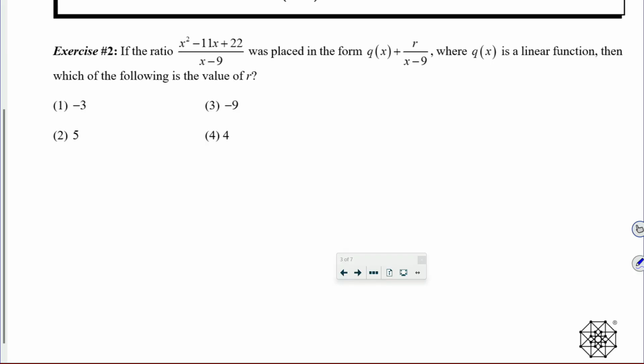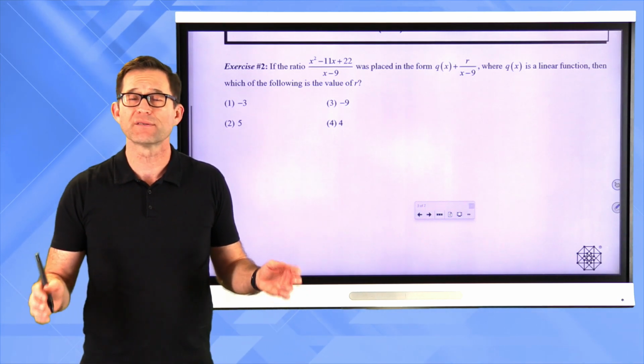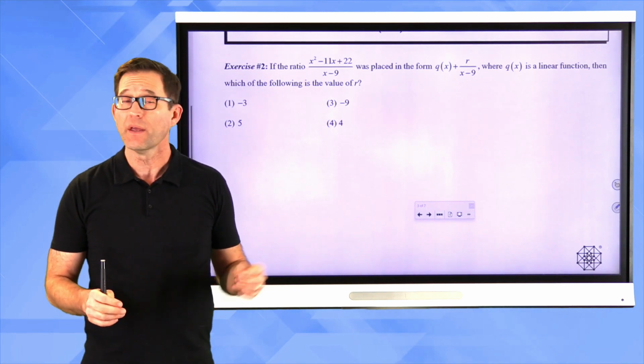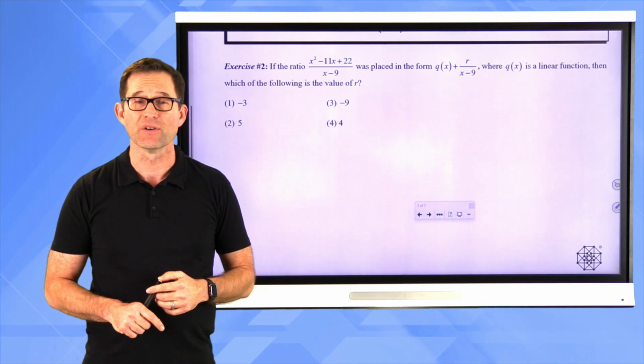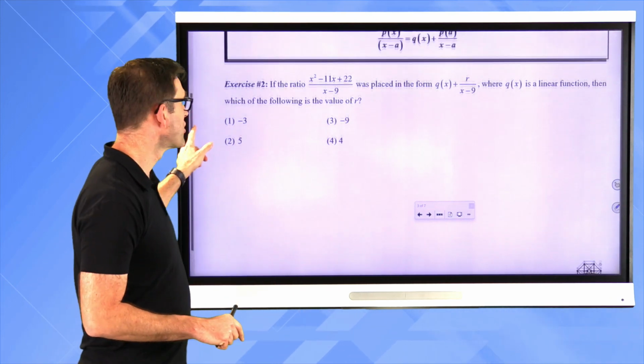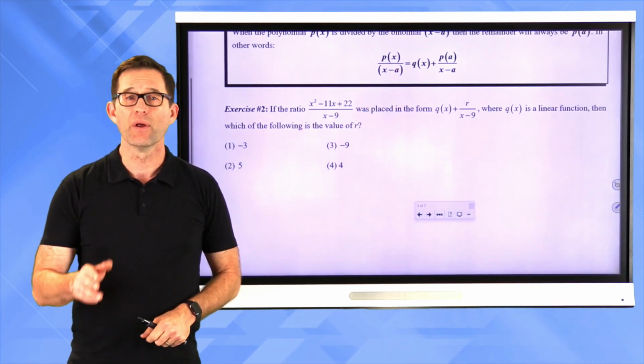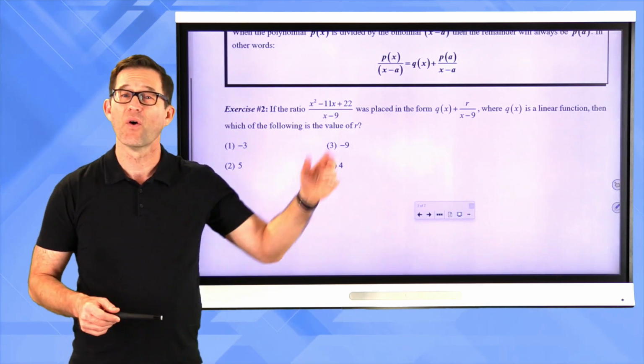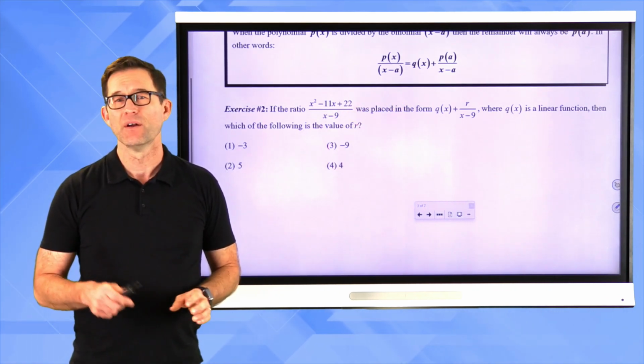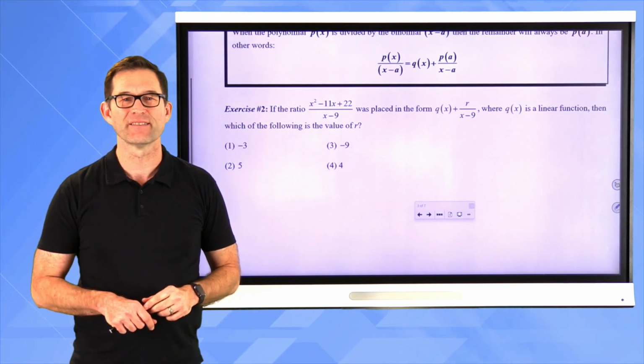If the ratio x squared minus 11x plus 22 divided by x minus 9 was placed in the form q of x plus r divided by x minus 9, where q of x is a linear function, then which of the following is the value of r? Well, one of the easy ways to do this problem is to simply do the polynomial long division. The other way, though, which is much faster, is to try to use the remainder theorem. Pause the video now, and whether you do it the longer version with polynomial long division or with this particular theorem, try to figure out which one of these choices is correct.